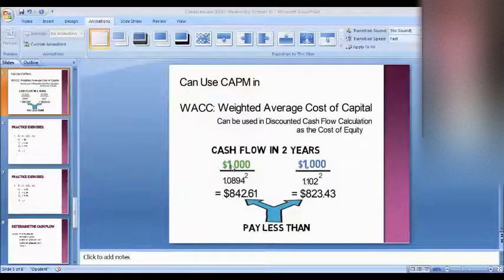So how much will we earn in 2 years? You simply subtract 842.61 from 1,000. That will be the difference in your money in the next 2 years.